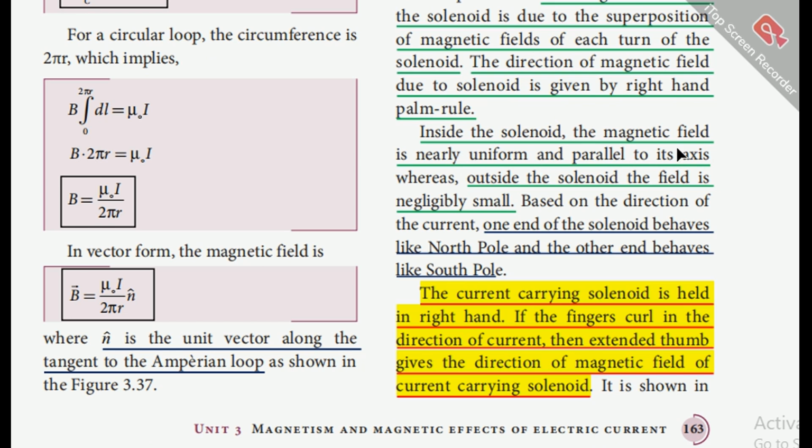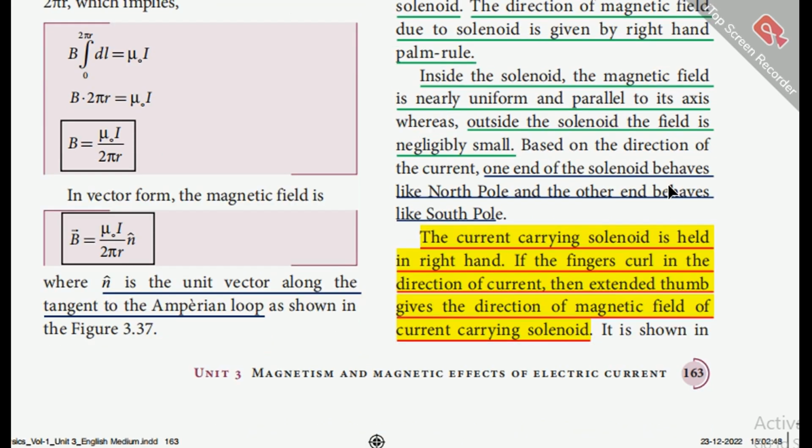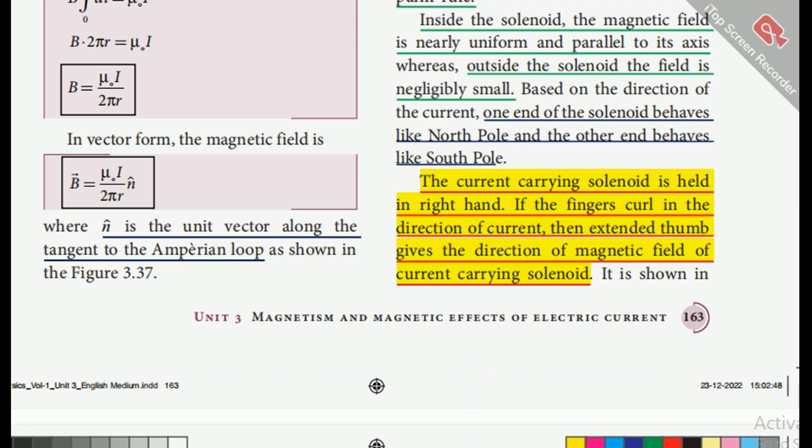Inside the solenoid, the magnetic field is nearly uniform and parallel to the axis, whereas outside the solenoid, the field is negligibly small. Based on the direction of the current, one end of the solenoid behaves like the north pole and the other end behaves like the south pole. The current carrying solenoid is held in right hand. If the fingers curl in the direction of current, then the extended thumb gives the direction of magnetic field of current carrying solenoid.